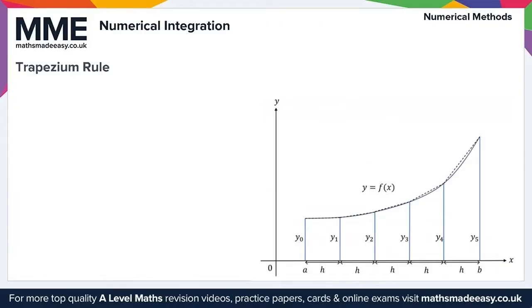Welcome to this maths video on numerical integration. To start with, let's take a look at the trapezium rule. Now, to find an approximate area under a curve, we can split the area into multiple trapeziums, and then we simply add the areas of these trapeziums together.